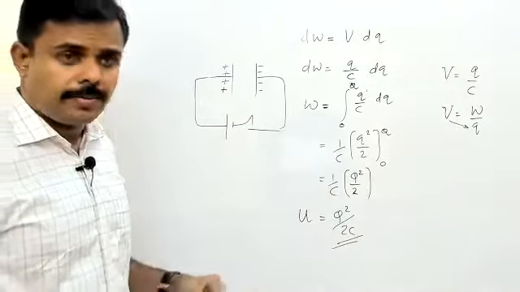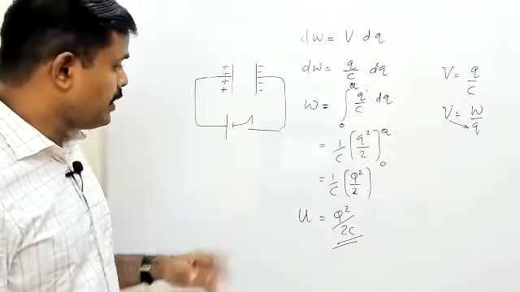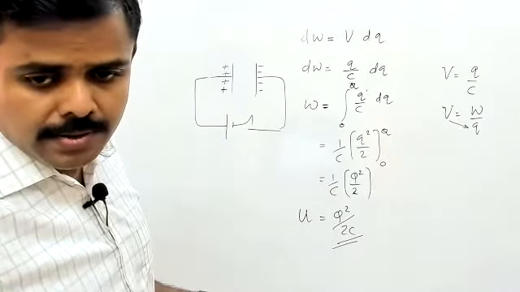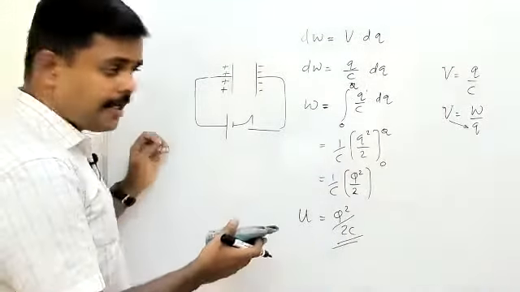U is equal to Q square by 2C. This is the first part of the question. I'll tell you the associated questions as well. Did you understand this? Now we have Q square by 2C. This is the potential energy stored in the capacitor.